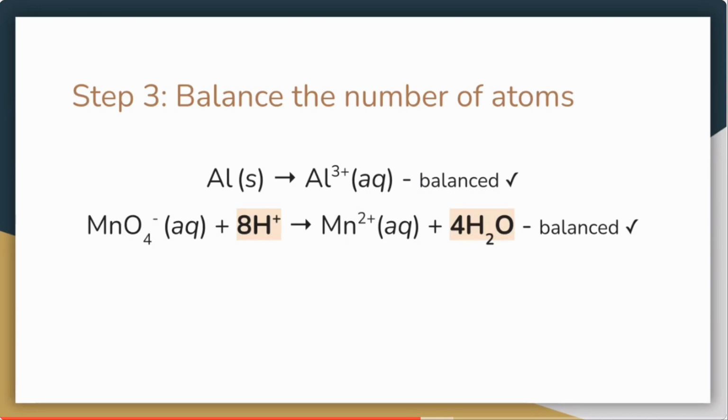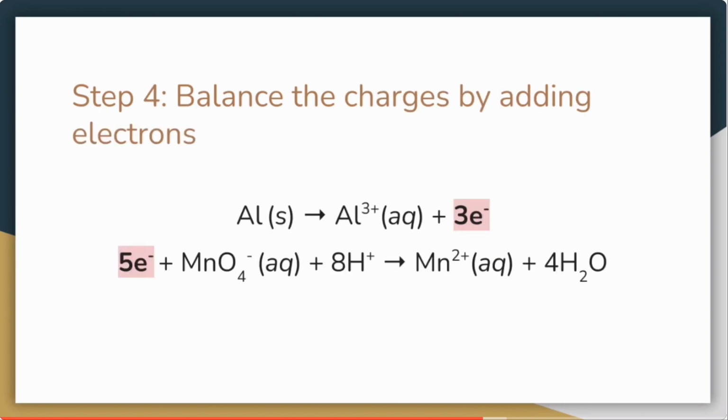However, this then produced 8 hydrogen atoms on the product side that are not on the reactant side. Now we have to add 8 hydrogen atoms to the reactant side. Because this is an acidic condition, adding hydrogen to it is a good thing and will not affect the solution overall very much. Our new balanced equations are aluminum solid being oxidized to aluminum 3 plus, and MnO4- plus 8 hydrogen atoms being reduced to manganese 2 plus and 4 water molecules.